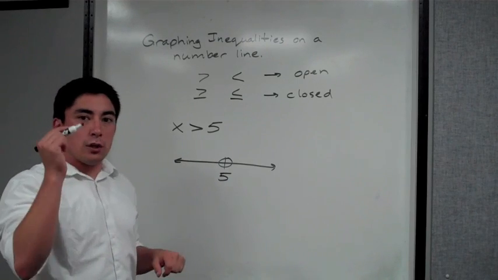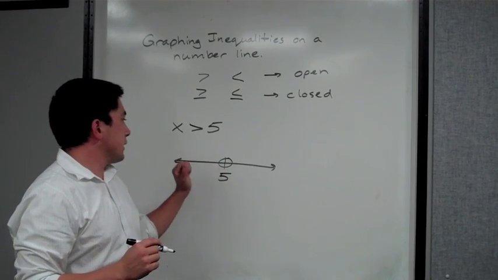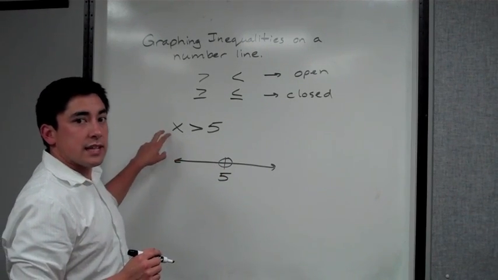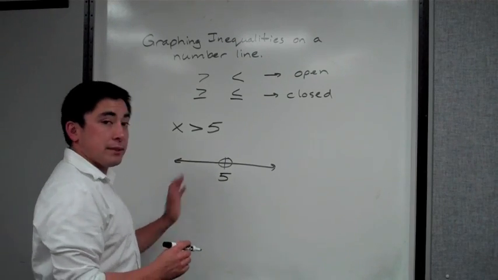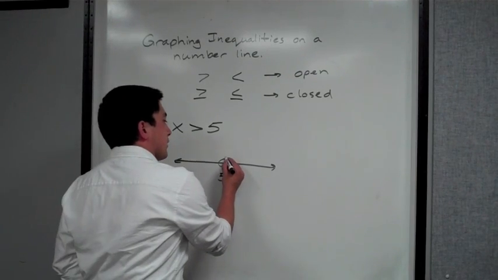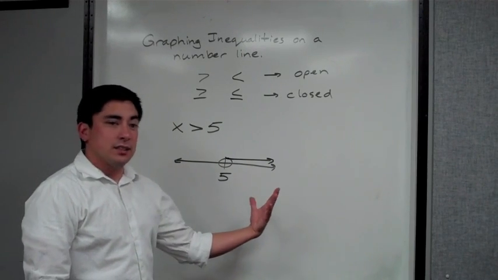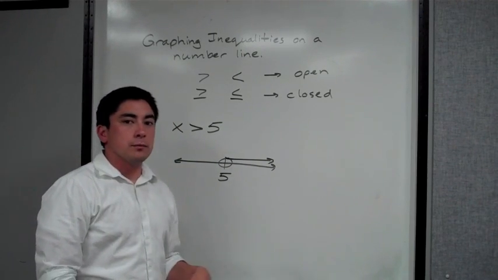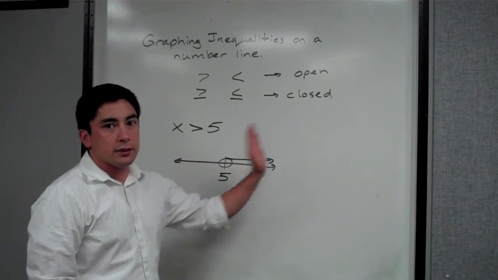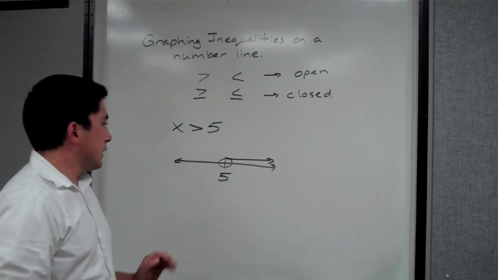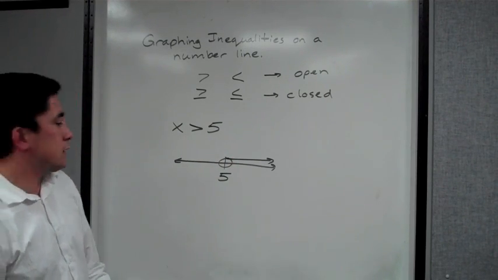So now we need to just draw our arrow from that circle in the correct direction. This says x is anything greater than 5. That means anything on that side of the number 5. So we draw our arrow that way. And that's how you do these, okay? It's very basic, very simple. Again, x is greater than 5, so anything bigger, anything on the right side of the number 5.